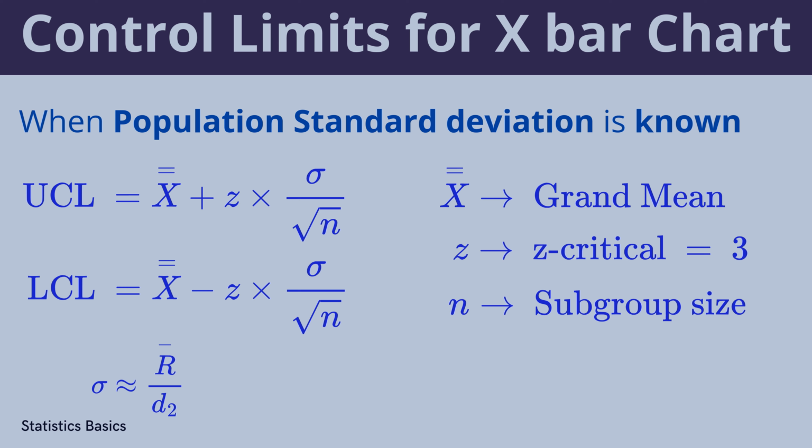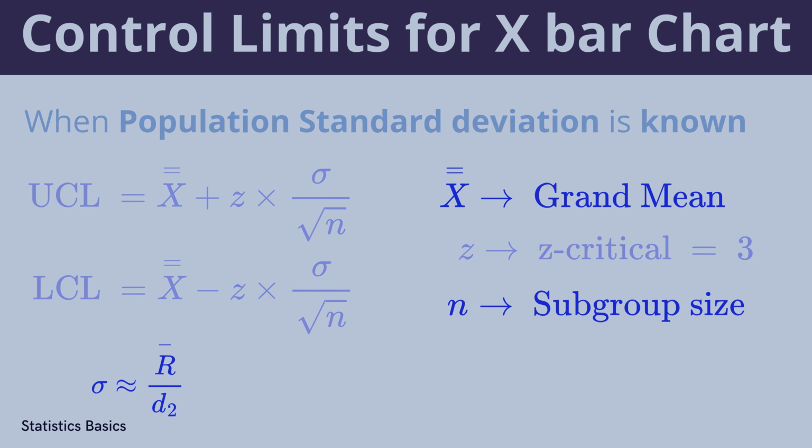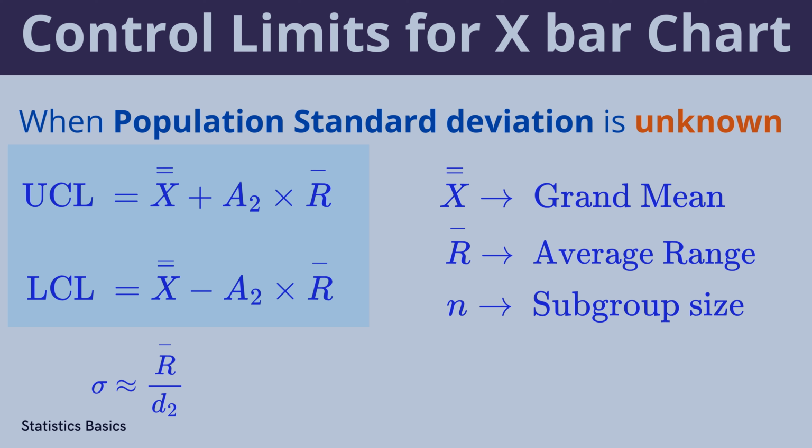However, the true population standard deviation is often unknown or difficult to obtain in a real-world setting, therefore, control limits are calculated using the average range values. The specific distance of these limits from the center line is determined by the A2 factor, which is obtained from the control chart factor table based on the subgroup size used for each sample.